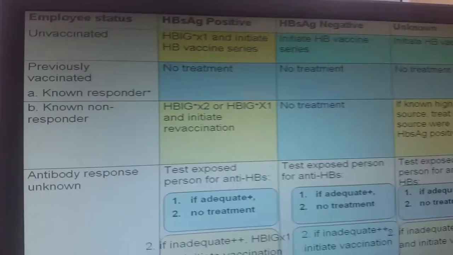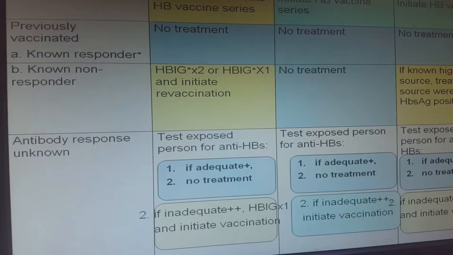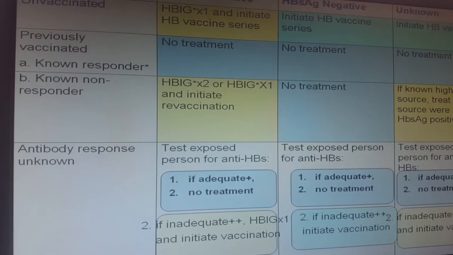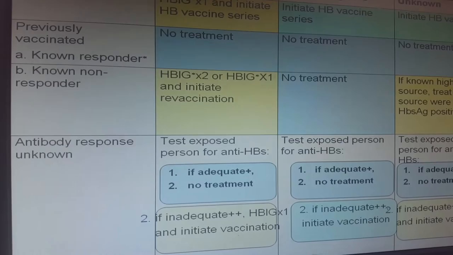Don't panic. If you get a needle stick injury, you have to wash your hand and take alcohol gel. Then you have to inform the infection control practitioner. Call Madam Azza, 152. Tell her I got needle stick injury. Give me the form and the file number of the patient, so I will check the serology of this patient.